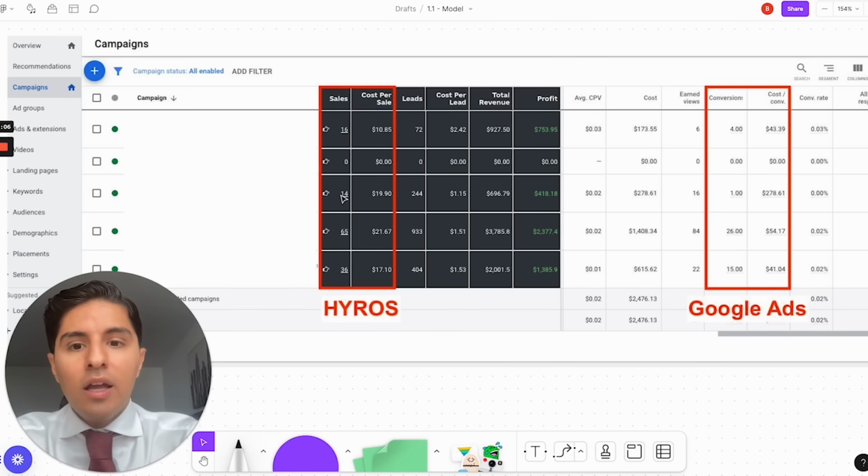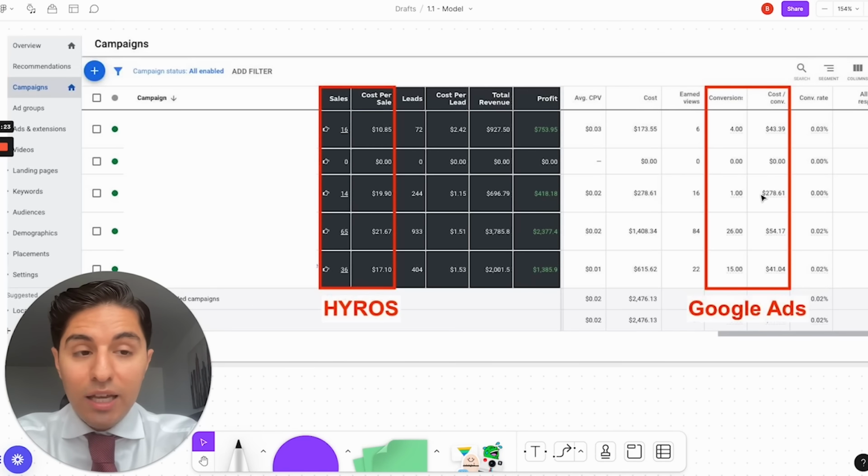We need to spend more. And this one, for example, says that it only has 1 conversion tracked at $278 per conversion tracked. I would have easily paused this campaign had I not used Hyros. And then there we go. Sales is 14 sales at $19 cost per sale. Okay, so this one's obviously way more profitable than what this is saying right here.